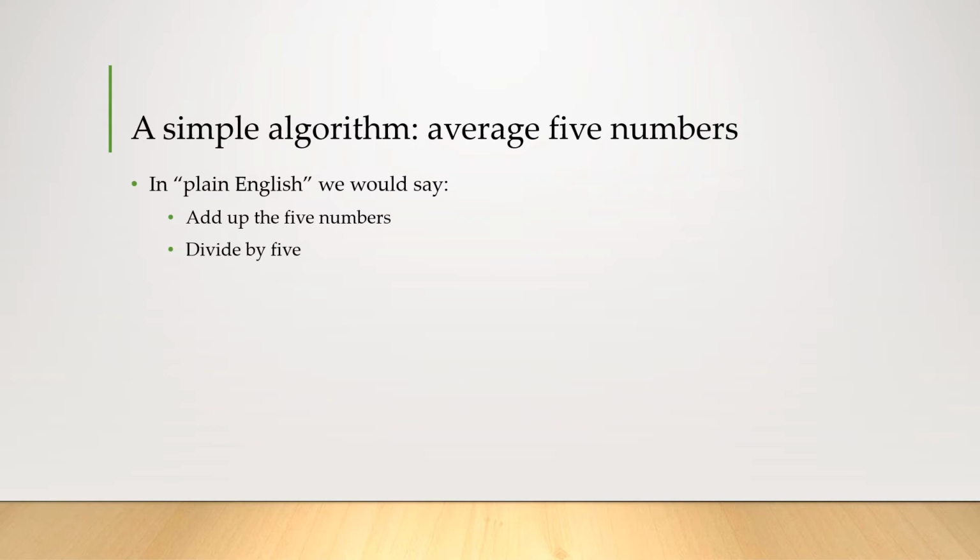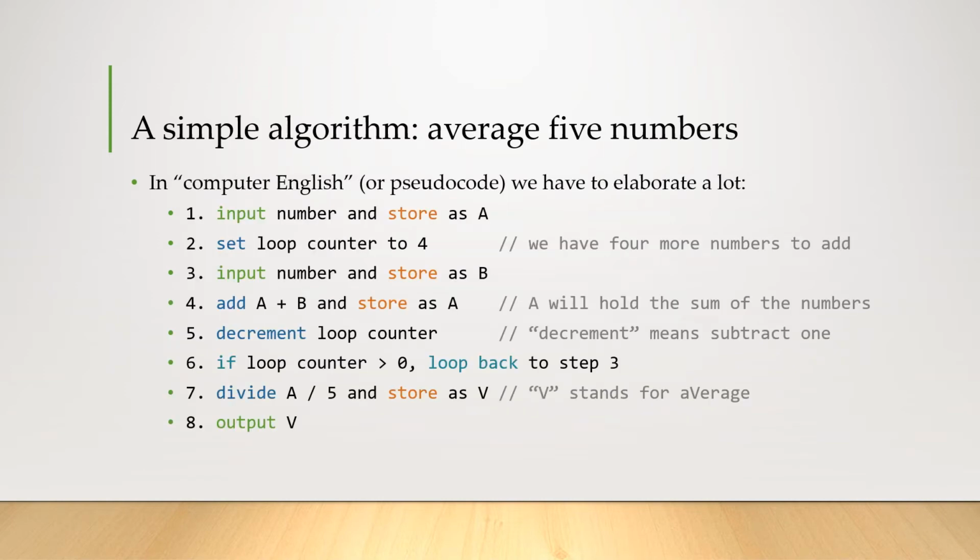So let's take a really simple algorithm and explore how it's done in a number of different computer languages. In plain English, if you were telling someone how to average 5 numbers, you would say, well, you add up the 5 numbers and you divide by 5. For most computer languages, you can't give them instructions that are quite that simple. There are a few languages we'll see that can actually think in terms of 5 numbers at once, but most computer languages can only handle 1 number at a time.